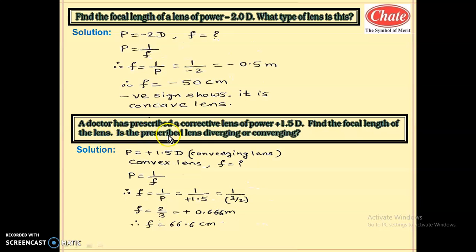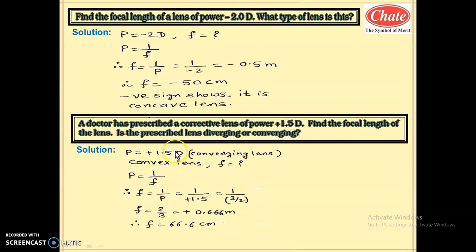A doctor has prescribed a corrective lens of power plus 1.5 diopter. So plus means it is a convex lens. Find the focal length of the lens. From the power, we can very easily calculate the focal length. Is the prescribed lens diverging or converging? From the sign itself, you can understand it is a convex lens, means it is a converging lens.